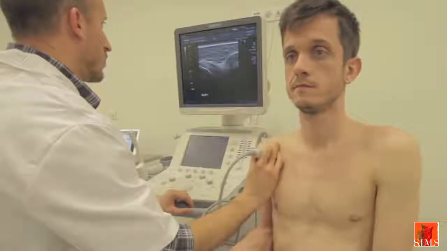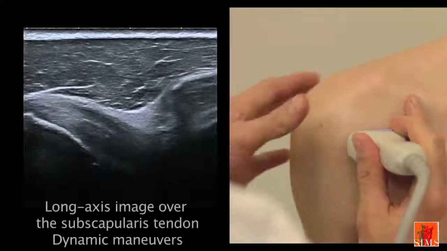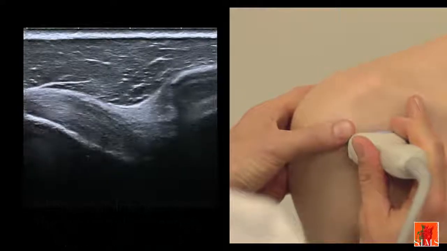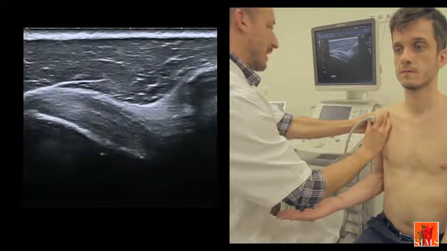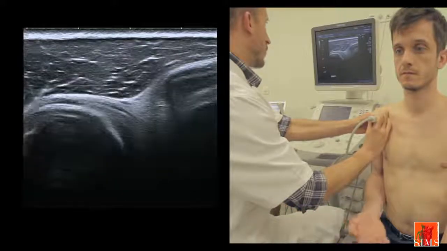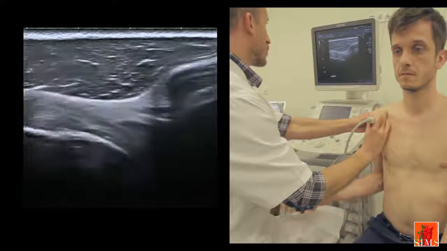We will now carry out the dynamic maneuver of the subscapularis. The transducer must be correctly in place. If possible, we put both our hands on the patient to ask him to perform the medial and lateral rotation maneuvers. Go ahead. Up to the umbilicus inwards, we go all the way up to the umbilicus, then outwards, we observe the behavior of the tendon under the coracoid.